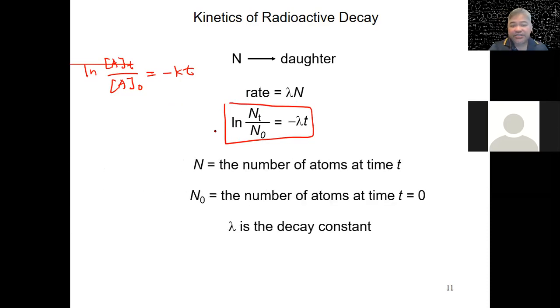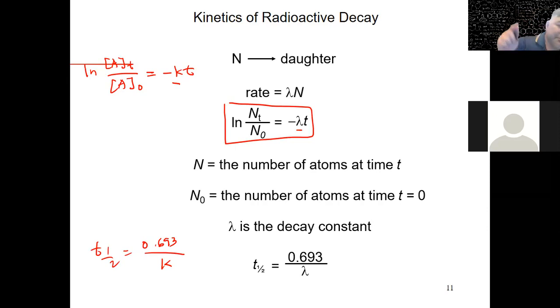Okay? The only difference is you use N for the radioactive decay instead of A, the concentration of A. Here, N is the number of atoms at time t. And instead of k, you use the lambda sign. And the half-life is also the same as in the first order, that's 0.693 over k.